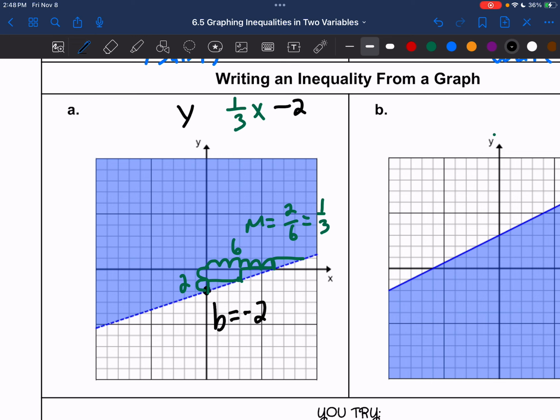It is dashed, so I know it's either going to be less than or greater than. And it is shaded above, so I know it's going to be greater than.